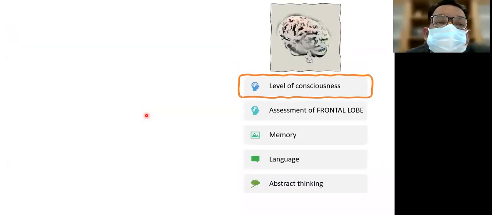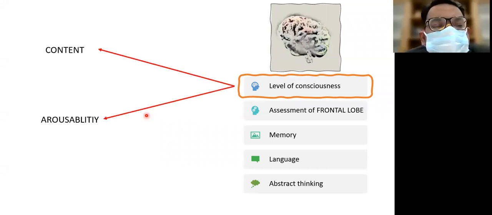Now, when we go to assessment of the frontal lobe, very importantly, we need to rule out whether the patient's level of consciousness is intact or not, because cognitive examination will go for a toss if consciousness is impaired. We talk about consciousness in two contexts: content and arousability, that is, the depth of consciousness and the content of the patient's consciousness.